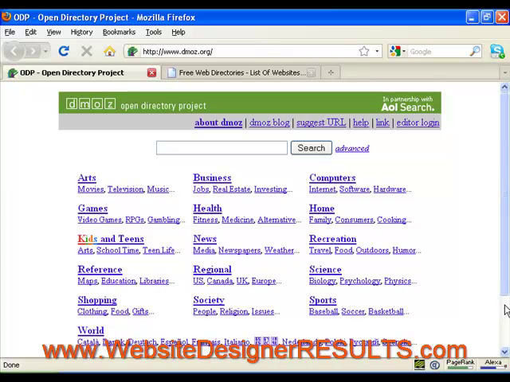However, the downside of the ODP site is the fact that every application is manually assessed by a volunteer editor, which can take weeks or even months sometimes. Furthermore, there's absolutely no guarantee that your site will be accepted for listing, although if you're submitting your main content site, chances are very good that it will be. Nevertheless, you might still need to be a bit patient.